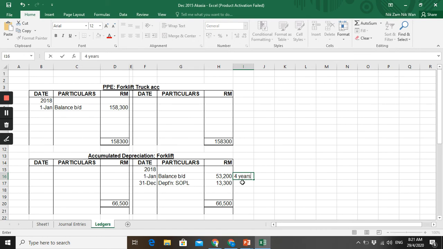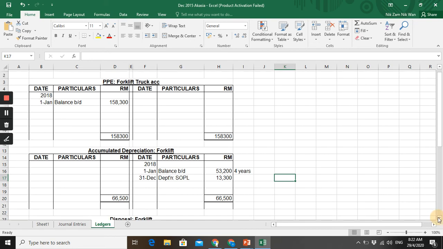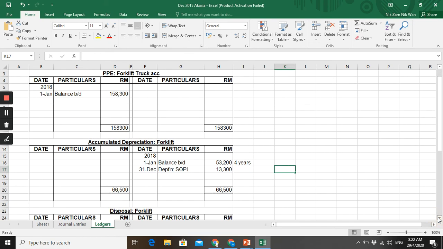Because I want to show what happens for the current year. During the current year, you calculate your depreciation of 13,300. So in order for you to derecognize your PPE, what you are going to do is close all the related accounts. That is what is meant by derecognize. If it exists, we want to remove it. In this case, we have the PPE account, so the PPE account needs to be closed. Accumulated depreciation related to the forklift also needs to be closed.